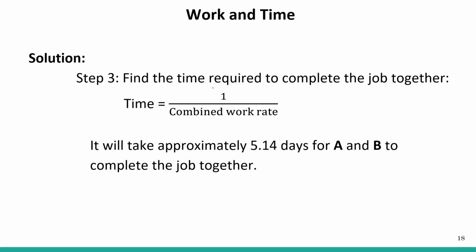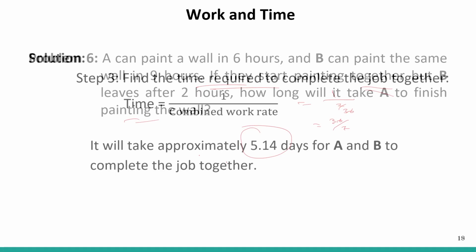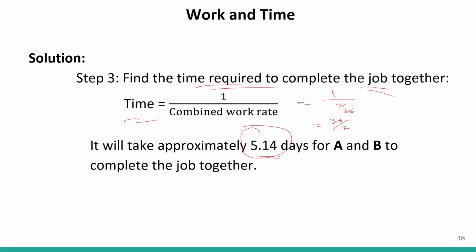So find the time required to complete the job together. Time is equal to 1 by combined work rate. So time is equal to 1 by 7 by 36, which is equal to 36 by 7. Dividing 36 by 7, we arrive at 5.14. So for A and B to complete the job together, they need 5.14 days.